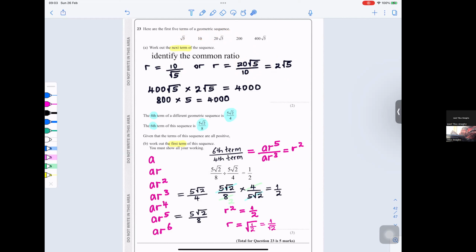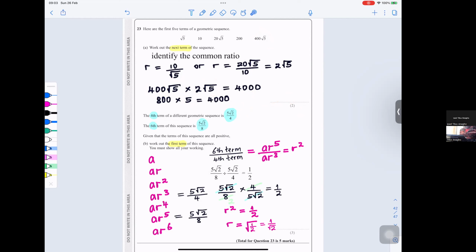So the next term would be, we multiply 400 root 5 times 2 root 5. 400 times 2 is 800. Root 5 times root 5 is 5. Root 5 is the same as 5 to the half times 5 to the half. Half plus half is 1, so it's 5 to the 1. That's how we got the 5 there. 800 times 5 is 4,000.